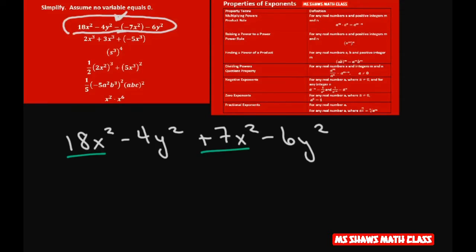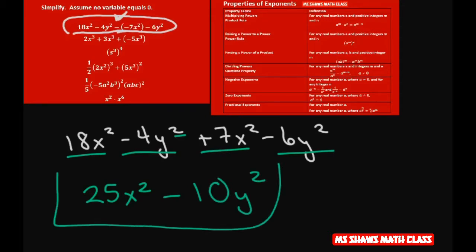So 18x squared plus 7x squared is 25x squared. Negative 4y squared minus 6y squared is going to be minus 10y squared. And that would be your final answer.